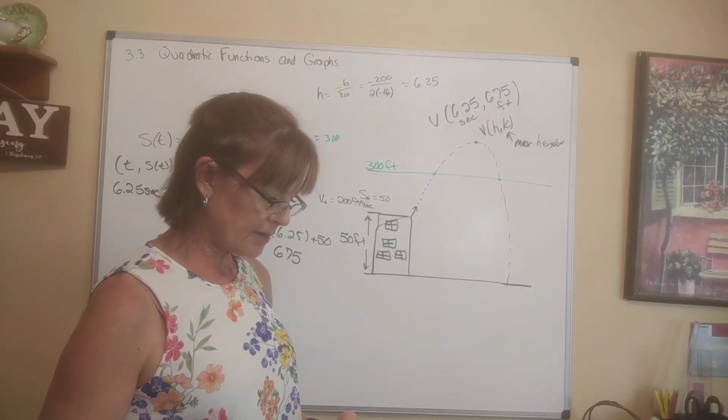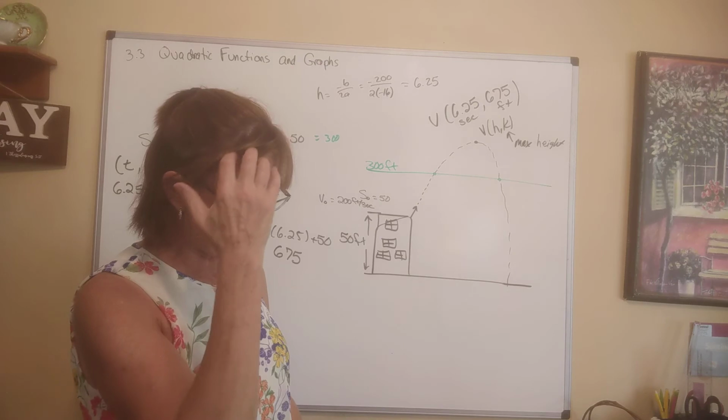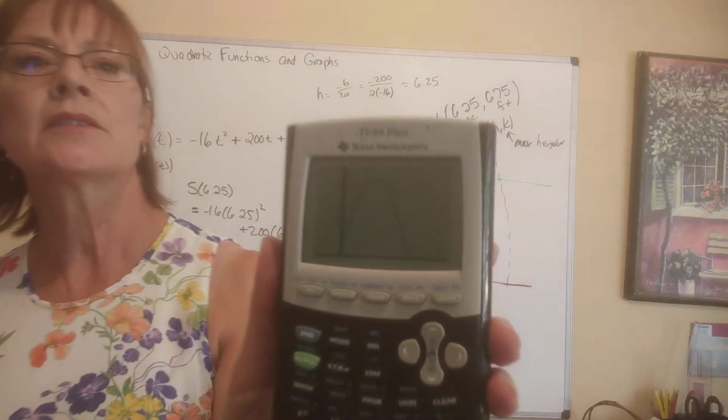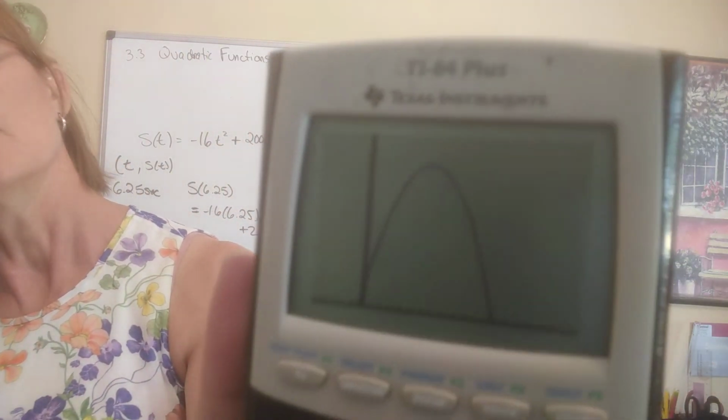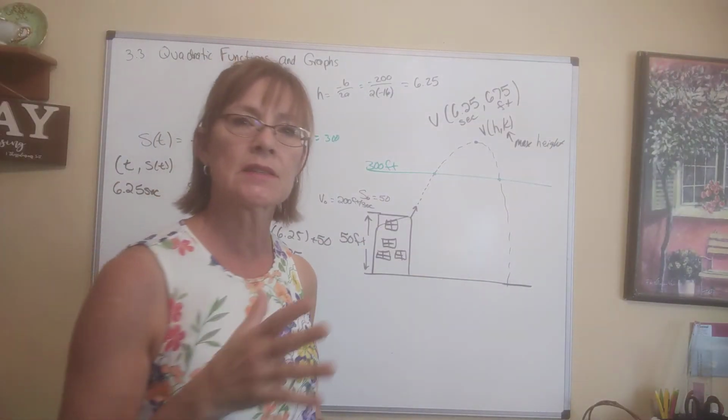And then I'm going to hit second quit, and then I'm going to hit graph. And hopefully I'll see my whole parabola. And so this is what my screen looks like, if you can see that. But I got my little parabola. That's what you want to be able to see.